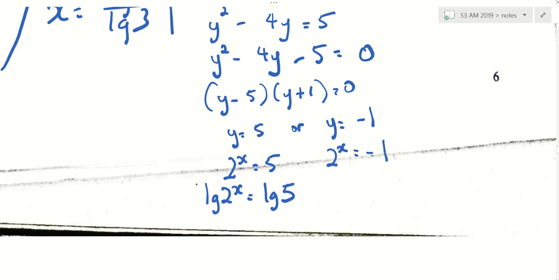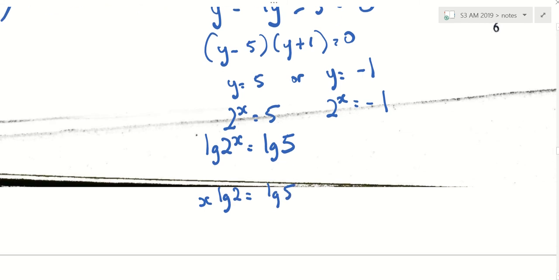Do you still remember this? That means I can add log base 10 on both sides. And then what happened to the x now? Can it come to the front? Can, right? So x log 2 is equals to log 5. And x log 2 itself is a number. So I can bring the number over as in divide. So x will be equals to, and it will be 3sf over here. So far clear? How about the other side?